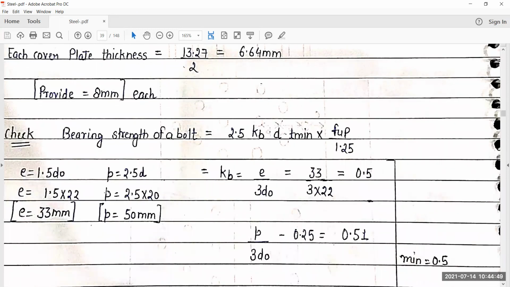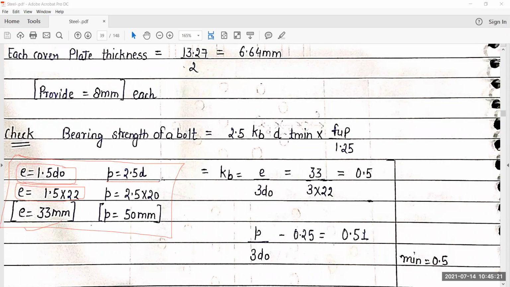Okay, then now you start the bearing strength of the bolt. The 2.5 kb is already described, the t minimum, fu upon 1.25. All details are given in the IS code. This is all mentioned in the IS code. This is e equal to 1.5 d naught, in numbers 1.5 into d naught equal to 22. Then e equal to 33.